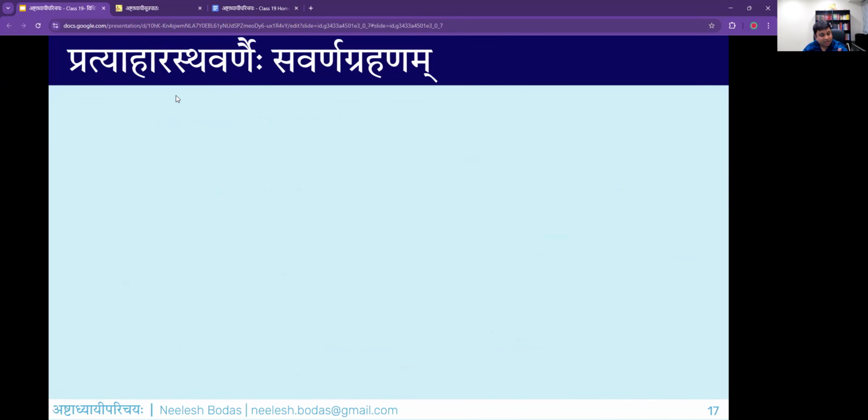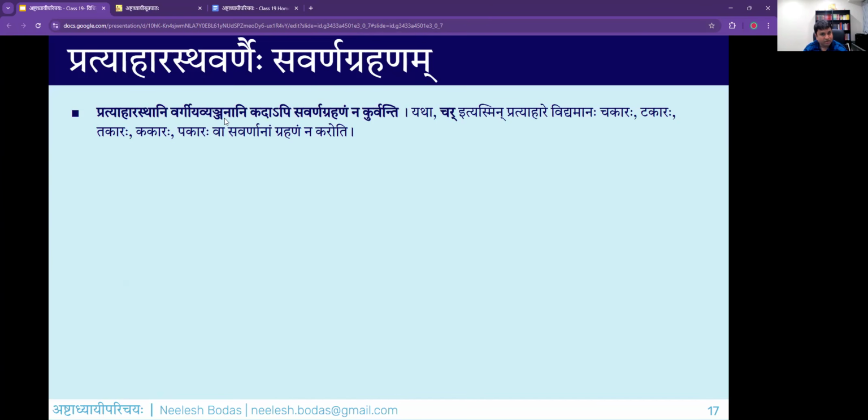One last slide. Now on this slide we are going to see what happens with the pratyaharastha varna. If a letter is in the pratyahara, same rule. If it is uddesha, it will do the savarna granam. If it is vidheya, it will not do the savarna granam. But let's see the examples. Before that, the Vargiya Vyanjanas, as I mentioned in the previous slide also, there is no question of Savarna Granam at all. That's why on the previous slide also, only Swaras were discussed. So, Char iti pratyahare, Chakara, Takara, Takara, Kakara, Pakara, they will not do individual Savarna Granam.